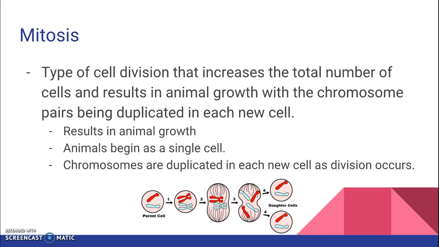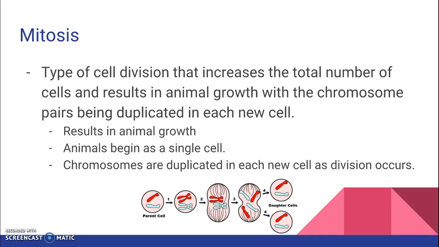Animals begin really as a single cell. So you have your ovum and you have your sperm, and the ovum has half of the chromosomes that the animal needs, and the sperm has the other half. So when they come together, they actually form a complete set of chromosomes. That is your single-celled organism.